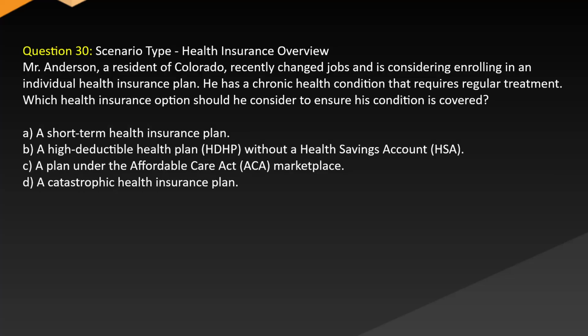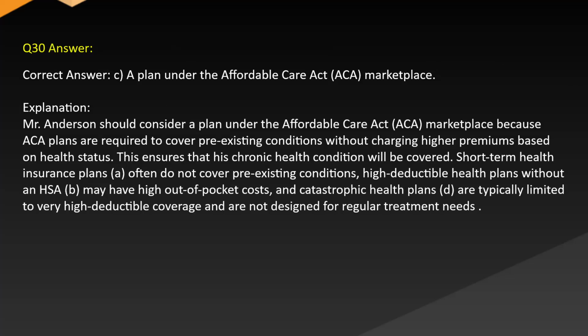Question 30. Scenario type. Health insurance overview. Mr. Anderson, a resident of Colorado, recently changed jobs and is considering enrolling in an individual health insurance plan. He has a chronic health condition that requires regular treatment. Which health insurance option should he consider to ensure his condition is covered? A. A short-term health insurance plan. B. A high-deductible health plan, HDHP, without a health savings account, HSA. C. A plan under the Affordable Care Act, ACA, marketplace. D. A catastrophic health insurance plan. Correct answer. C. A plan under the Affordable Care Act, ACA, marketplace.